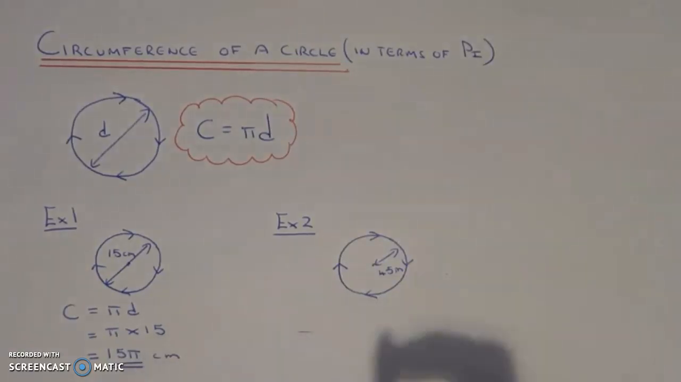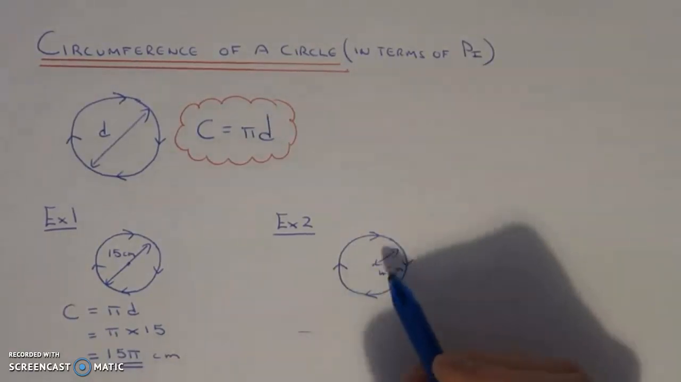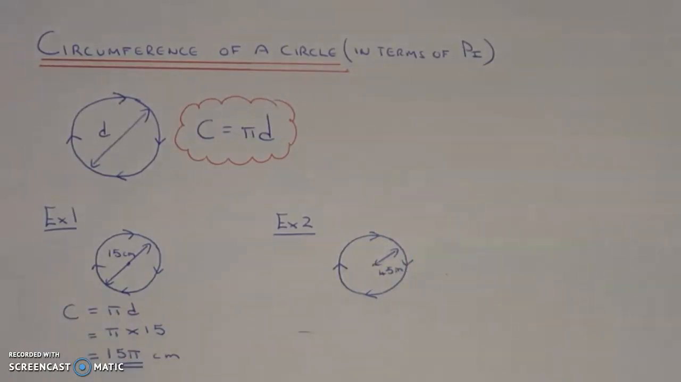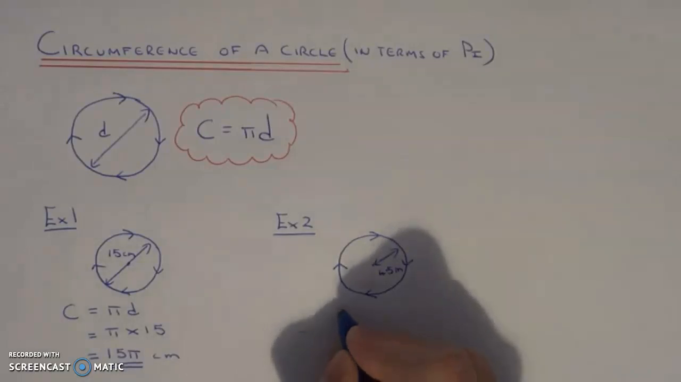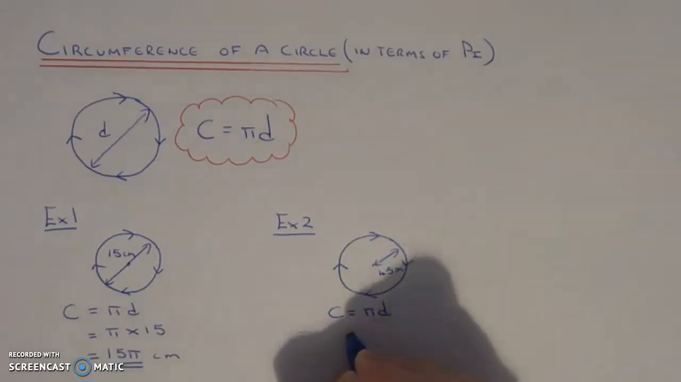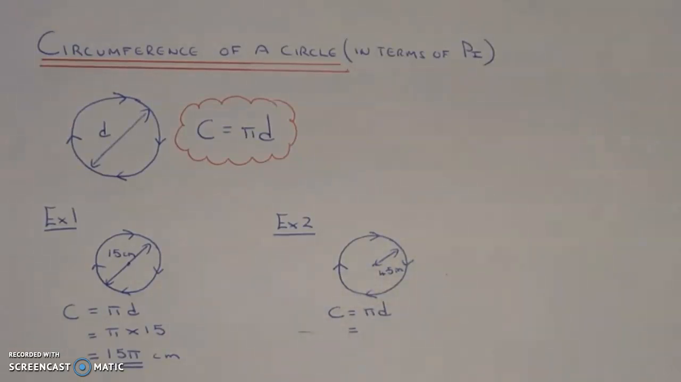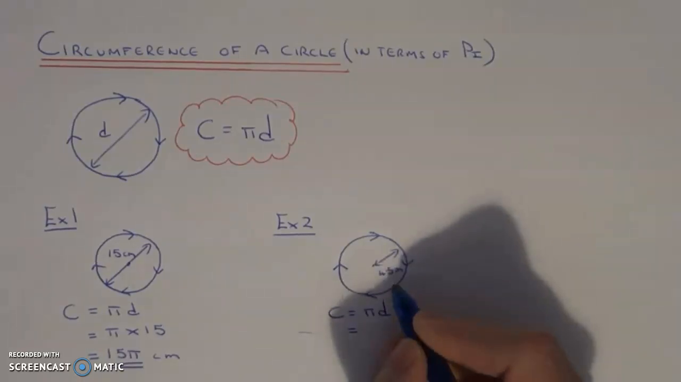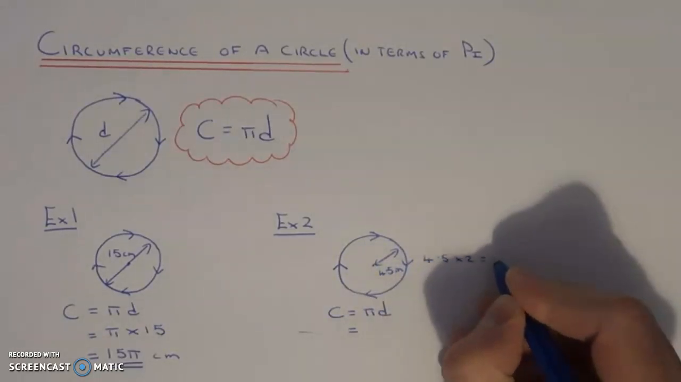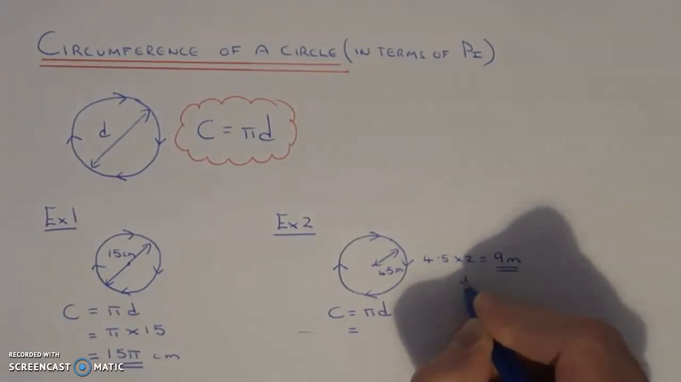In the second example, we're given the radius, not the diameter, and we're told that it is a radius of 4.5 inches. So I'm going to start with circumference equals pi times diameter. I could have also written circumference equals 2 pi r. Same thing, because 2 times the radius equals that diameter. So we know our diameter to be 9.